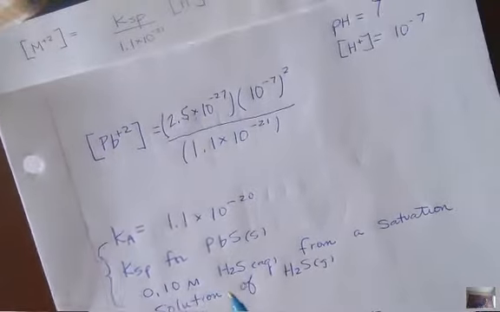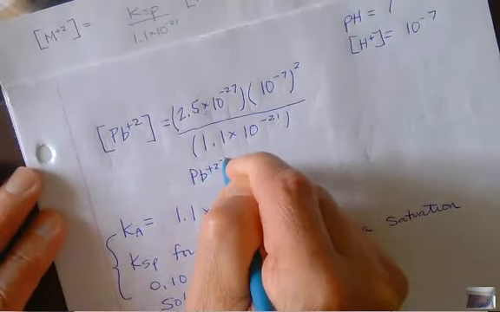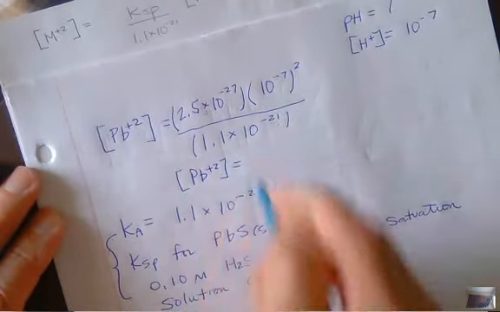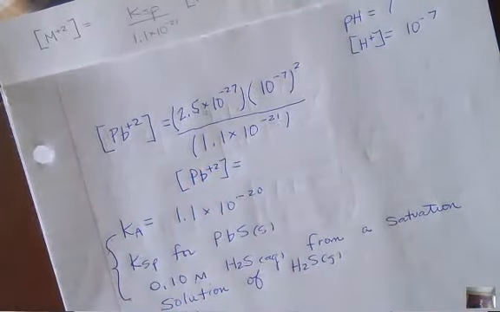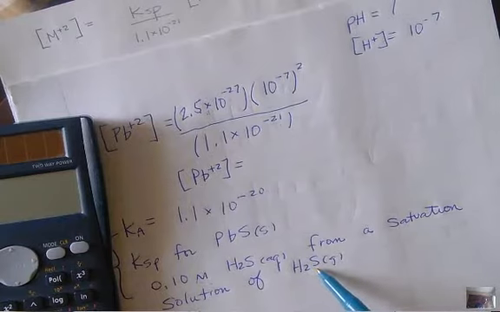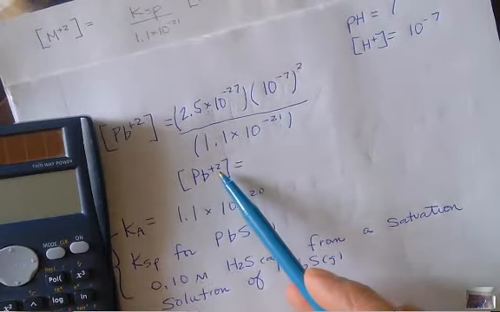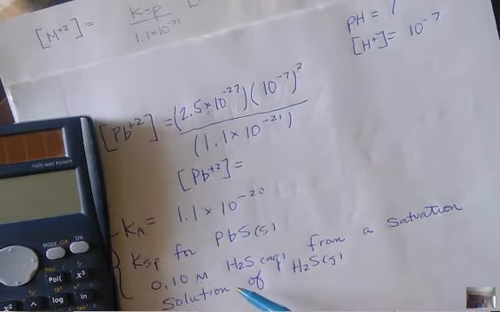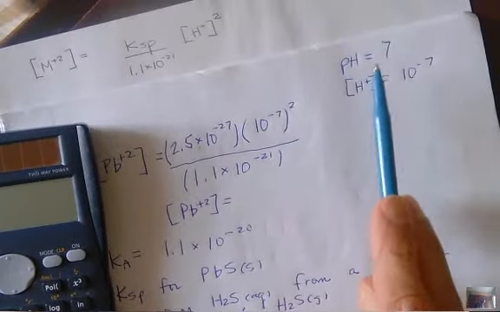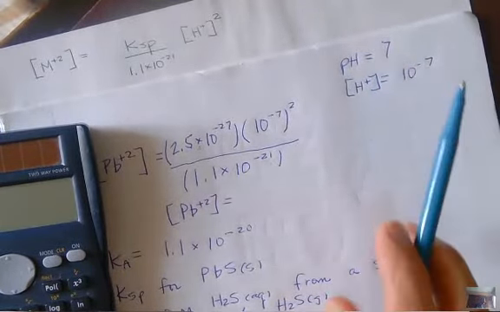Okay, so let's do the calculation here and see what is the maximum amount of lead that would be coming out of the wastewater treatment plant if I did this process. I bubbled H2S through the solution to knock down all of the lead to make lead sulfide precipitate, and I made sure that I did that at pH 7. Okay.